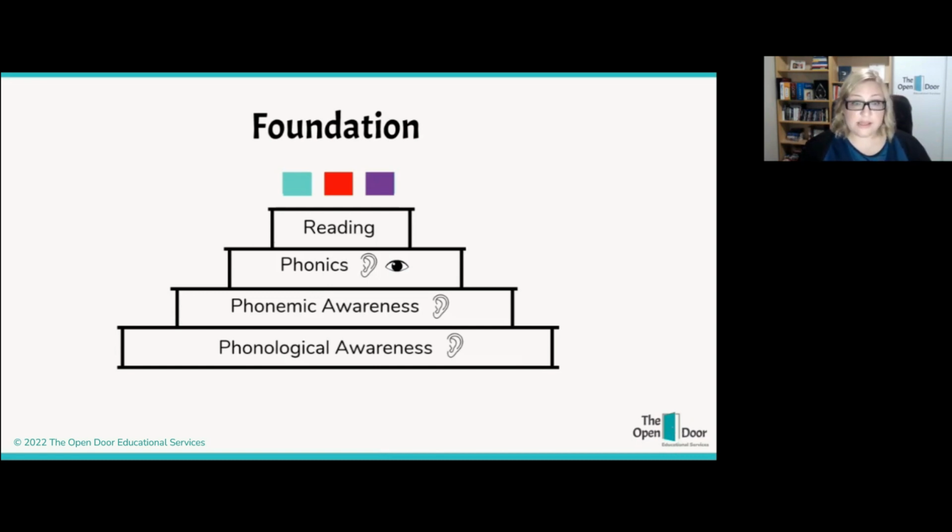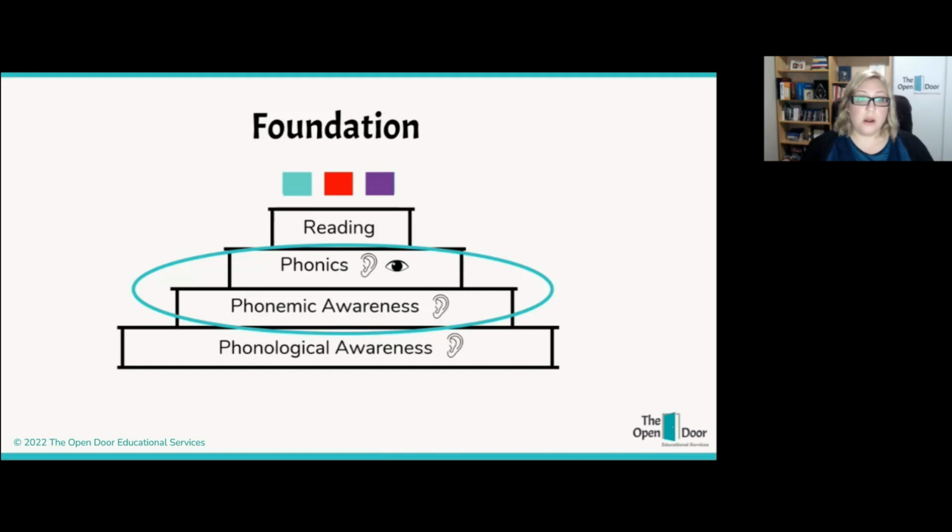Now that you've got these skills and your students are able to do these different activities, if you blend the activities from phonemic awareness with phonics, then you are on an amazing path towards your students really succeeding with reading.